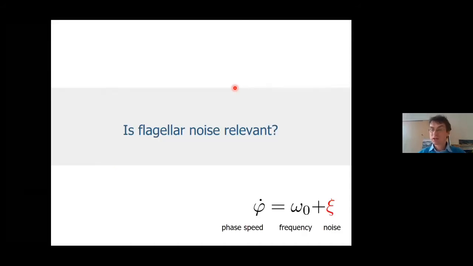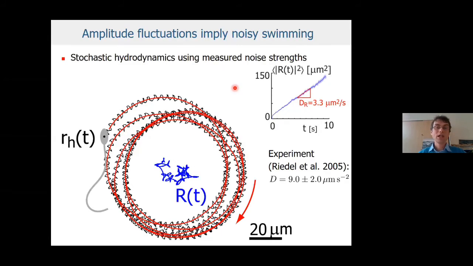So that was the first part, introducing the flagellar beat as a noisy oscillator. And of course, you can ask, is this flagellar noise something that only theoretical physicists find interesting, or is it actually relevant for biology? Well, the first example is shown here: of course, if the flagellar bending waves are noisy, then swimming will attain a stochastic component.